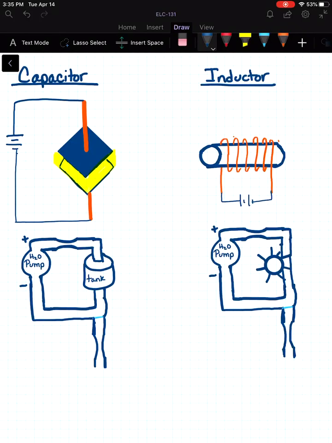Okay, let's look at the behavior of the capacitor and the inductor when we apply some sort of voltage to either of these energy storing devices. So when we supply a voltage to our capacitor, remember our conventional current flow is this way. However, let's just look at electron flow for a moment. Remember, electron flow means that our electrons are actually flowing this way in the circuit.